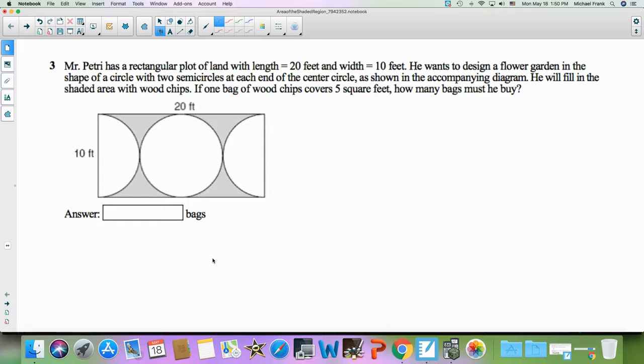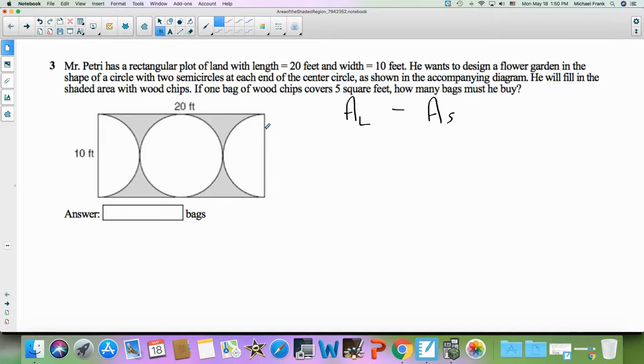All right, there's a bunch of things going on here, so it's even more important to first simplify that. Well, if we want to figure out how many wood chips are going to cover this shaded area, we need to find the shaded area. And how do I find the shaded area? I'm going to take the area of the larger and subtract the area of the smaller.